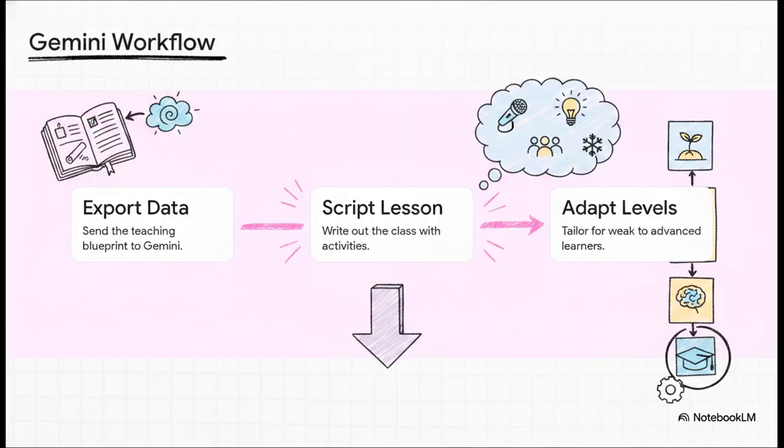Now, NotebookLM expertly organizes all this knowledge, but if we take that blueprint and export it over to Google Gemini, we take things to a whole new level. Step 1. Export the blueprint. Step 2. Ask Gemini to script the actual lesson, complete with activities and icebreakers. Step 3, and this is magic, prompt it to adapt the material. You can automatically create variations of your explanation tailored specifically for weak, average, and advanced learners in your classroom.